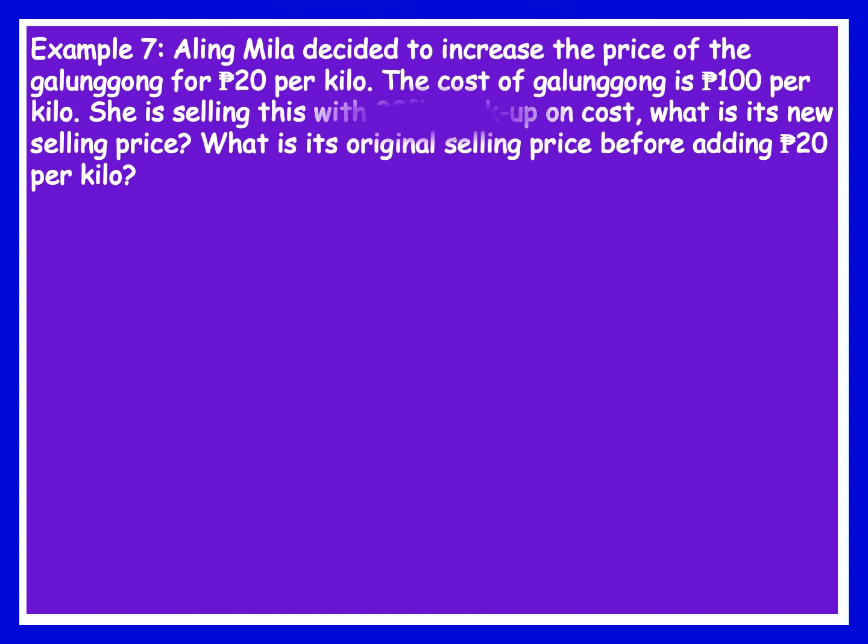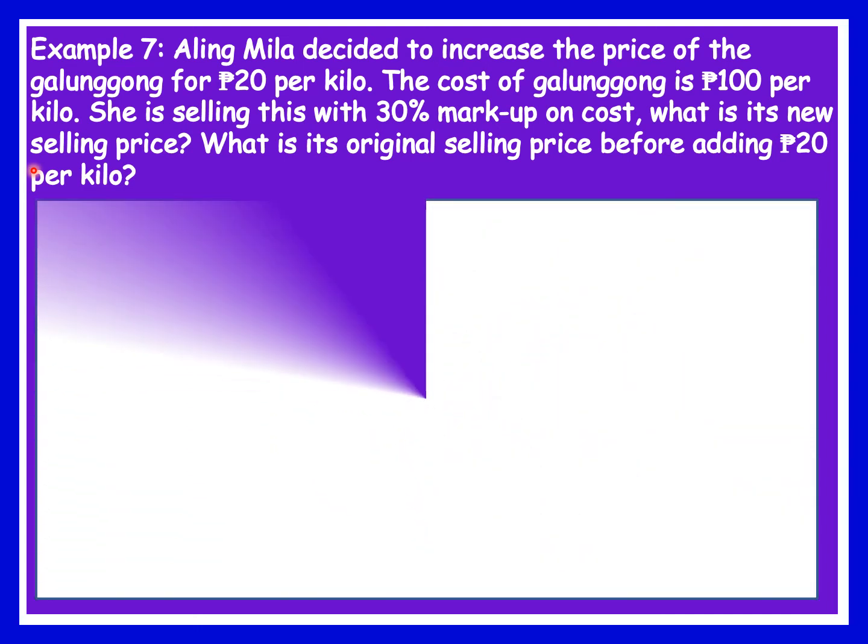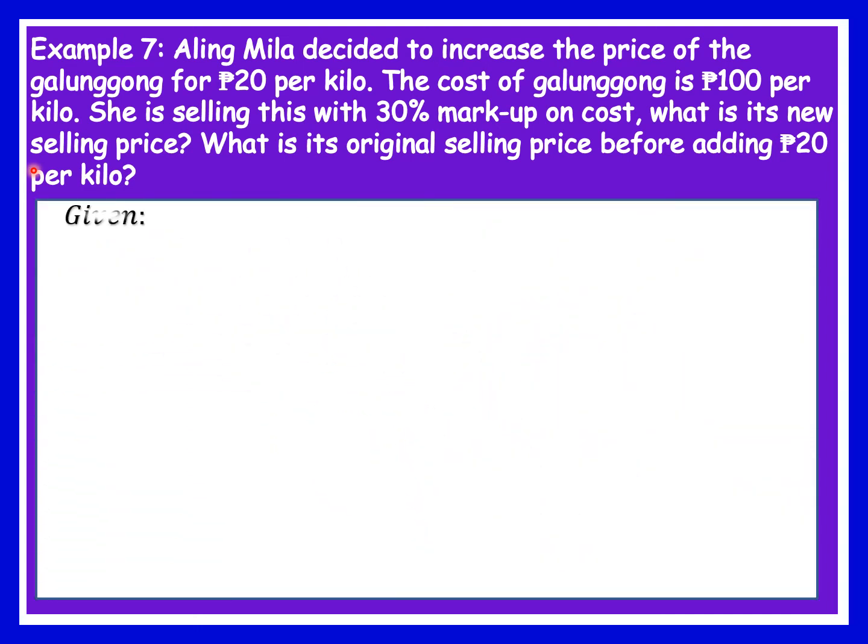Example number 7. Aling Mila decided to increase the price of the galunggong by 20 pesos per kilo. The cost of galunggong is 100 pesos per kilo. She is selling this with 30% markup on cost. What is its new selling price? What is its original selling price before adding 20 pesos per kilo? Okay, so let us solve for this. Let us put the paper on this part and write the given.